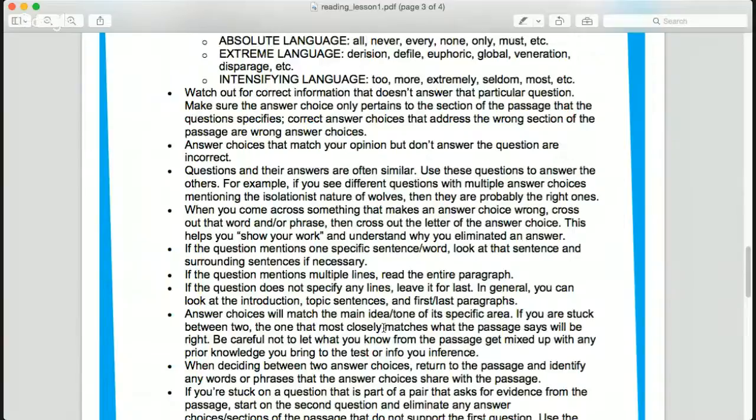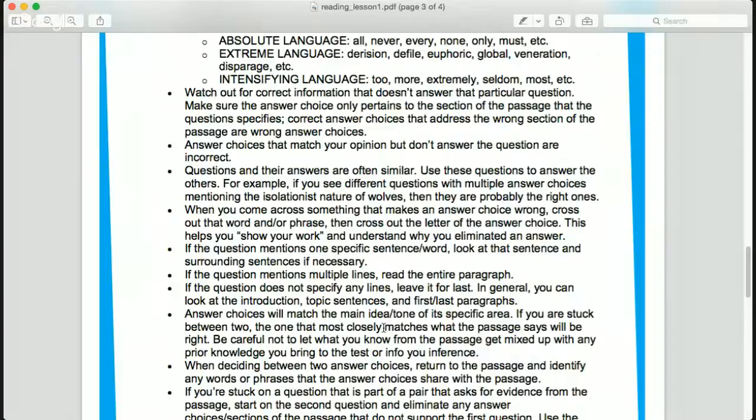Questions and their answers are often similar. Use these questions to answer the others. For example, if you see different questions with multiple answer choices mentioning the isolationist nature of wolves, then they are probably the right ones. When you come across something that makes an answer choice wrong, cross out that word and/or phrase, then cross out the letter of the answer choice.